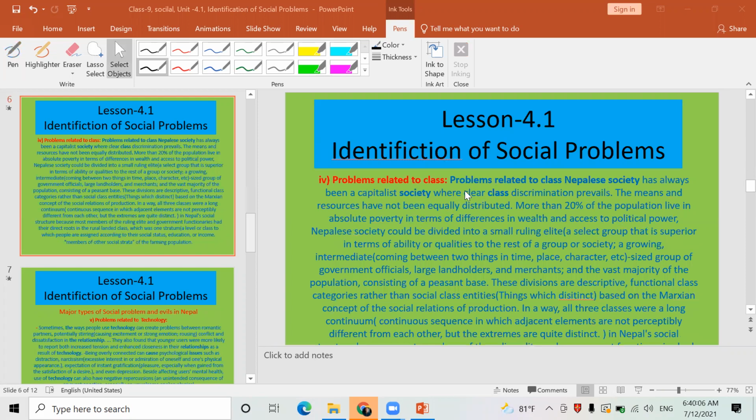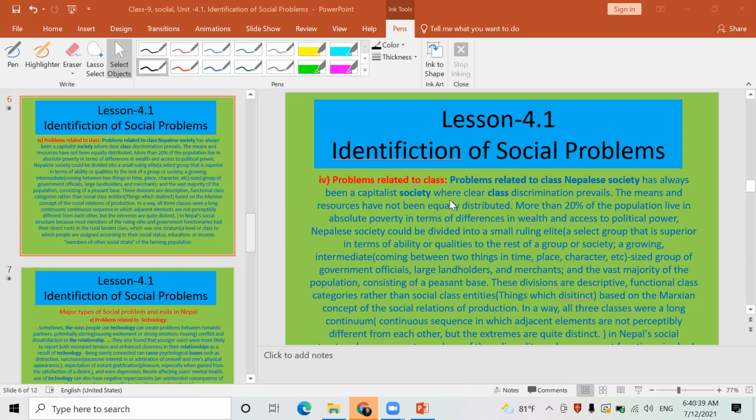Now, problem related to class. Class-related problems also exist in Nepal. Class, you may know, does not mean your classroom, like 9 class, 10 class. Here, class means richness, poorness. Classification of people on the basis of their property is known as class. You may be from a poor class or medium class family, or a high class family.